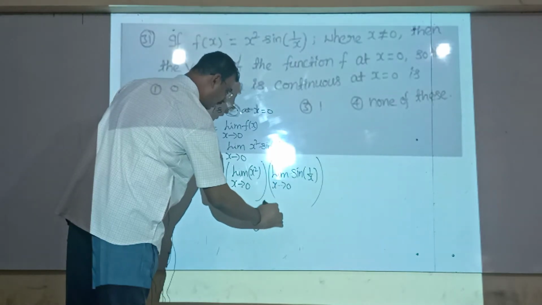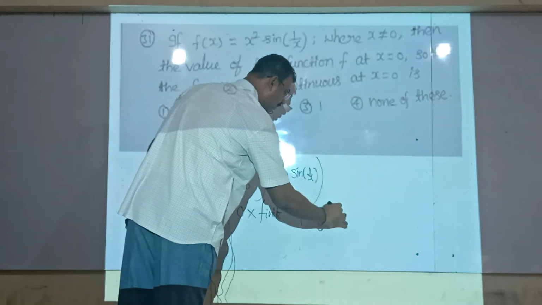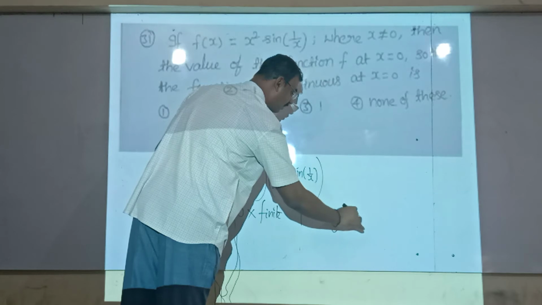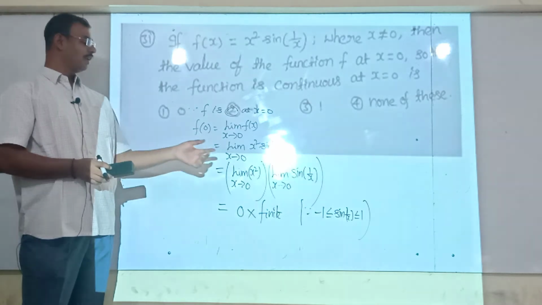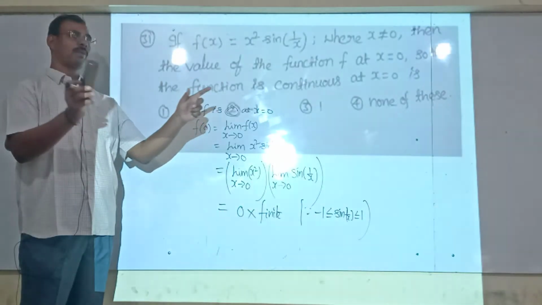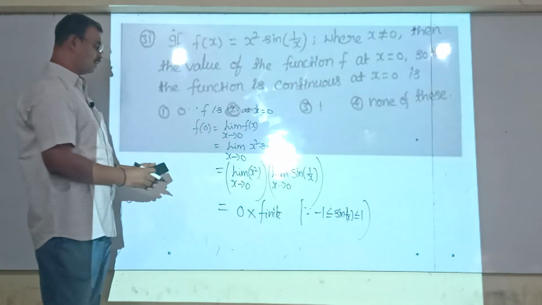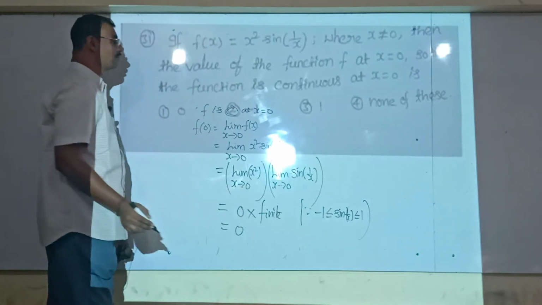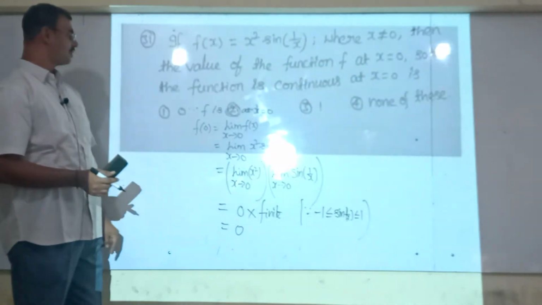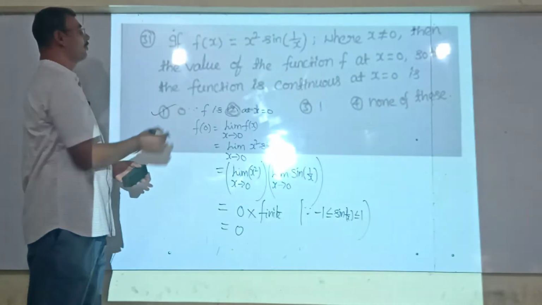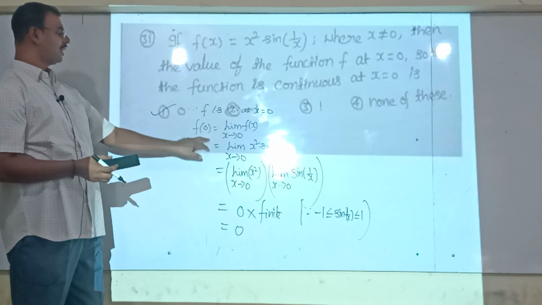So 0 into finite. Why? Because we know that minus 1 is less than or equal to sin of 1 by x, which is always less than or equal to 1. We don't know the value, but it lies between minus 1 and plus 1. Minus 1 to plus 1, it is always bounded only. Bounded means it is a finite number. So 0 into a finite number is equal to 0. 0 into a finite number will always be 0. Hence f of 0 is equal to what? 0 is the answer. So first option. Okay, very easy to solve the question. Already it is continuous. Find f of 0 here.